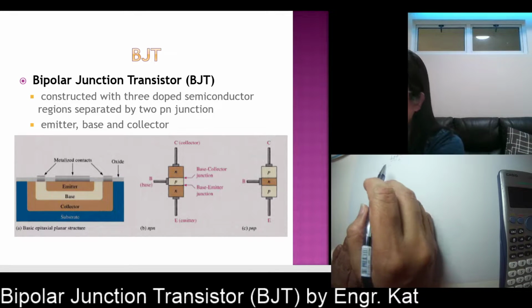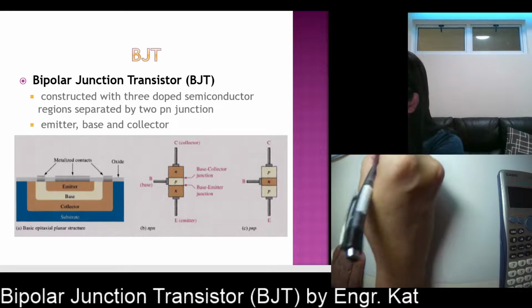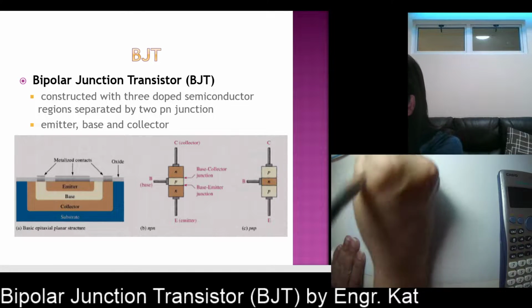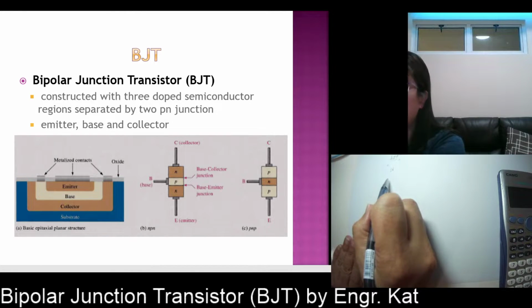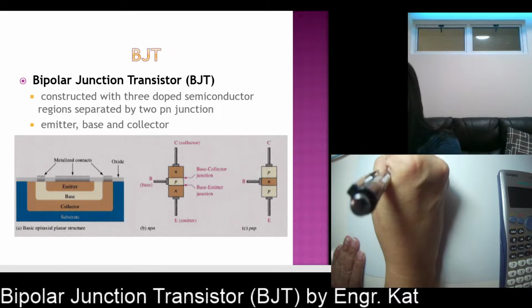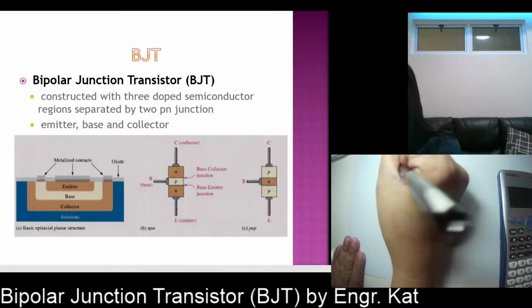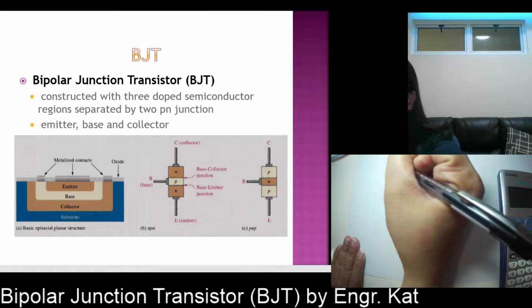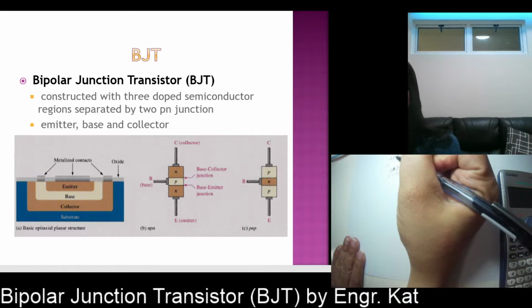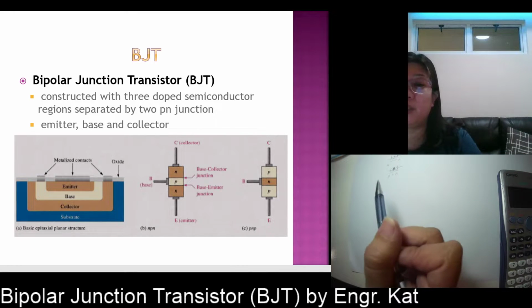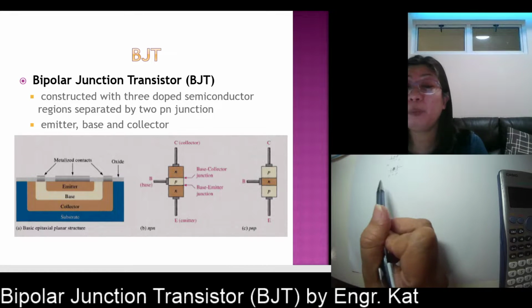The other one is the PNP. How does your PNP look like? You have your anode here, and then you have your cathode here. That is your first diode, and then you have another cathode here, and then you have another anode here. This is your first diode, this is your second diode. So you have your p-type material here, and then an n-type material here, and then another p-type material here. Basically, they are just two diodes that are connected back to back with each other.